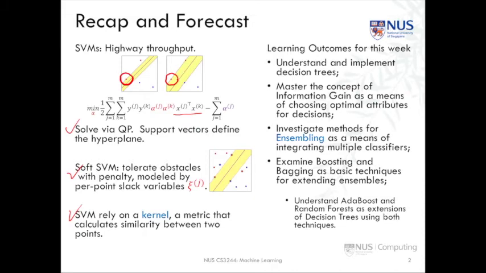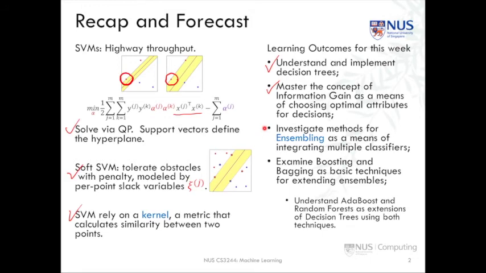Now let's forecast what we are going to learn this week. We're going to understand and implement the idea of decision trees, a very simple concept that has immediate rational understanding with how most people make decisions. We're then going to look at the concept of information gain as a way of choosing optimal attributes for the decision trees. Decision trees look at one particular attribute at a time.